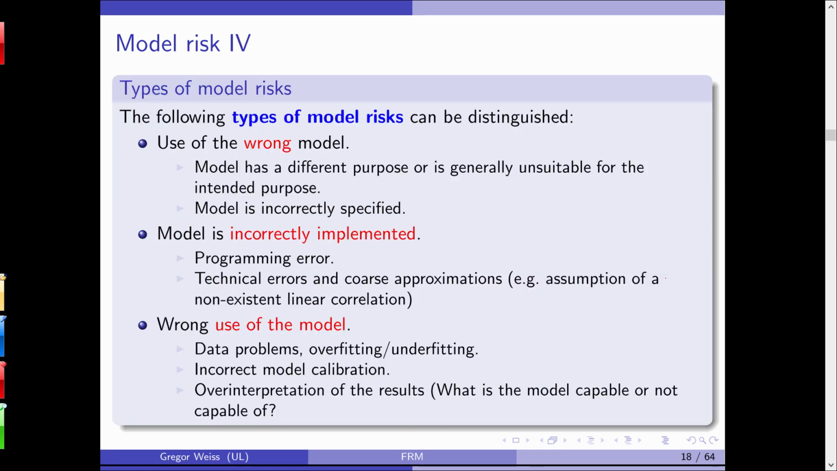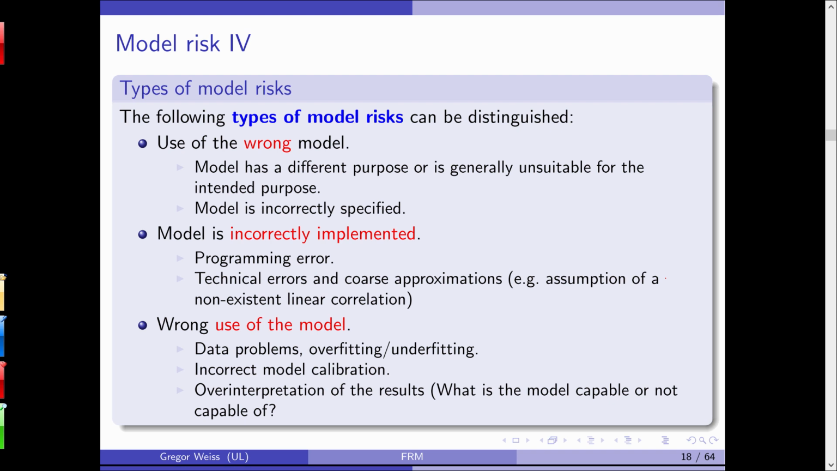The following types of risks can be distinguished when it comes to model risk. First one is to use the wrong model. So the model has a different purpose, it is generally unsuitable for the intended purpose, or the model is incorrectly specified. If the model is correct, it could be that it's incorrectly implemented. A very simple source of model risk is a programming error. If you have a programming error in your computer code, you wouldn't expect the risk forecast to be accurate.